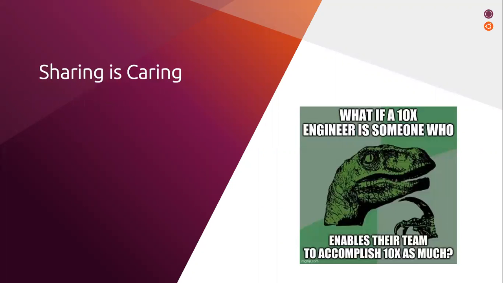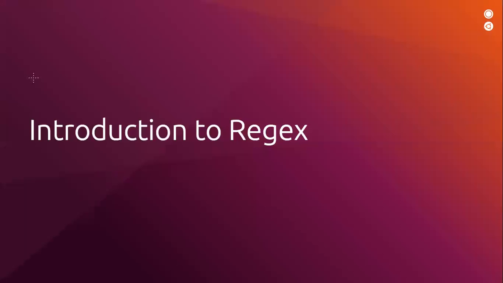So what if a 10x engineer isn't just someone who can do 10 times as much? What if part of doing 10 times as much is enabling the people around you to do 10 times as much? So this is why my friend shared his solution in the first place. Hey, this Python code might be useful to anybody else. That's why I shared my solution back, right? Hey, you could do this with grep and regular expressions.